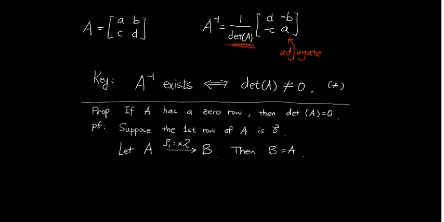The rule we learned tells us that the determinant of B is going to be equal to 2 times the determinant of A. But they are the same matrix, so the determinant of B is also equal to the determinant of A, right? Because they are just the same. So as a consequence, you have a quantity that is equal to 2 times itself. And the only possibility is that the determinant of A is equal to 0.